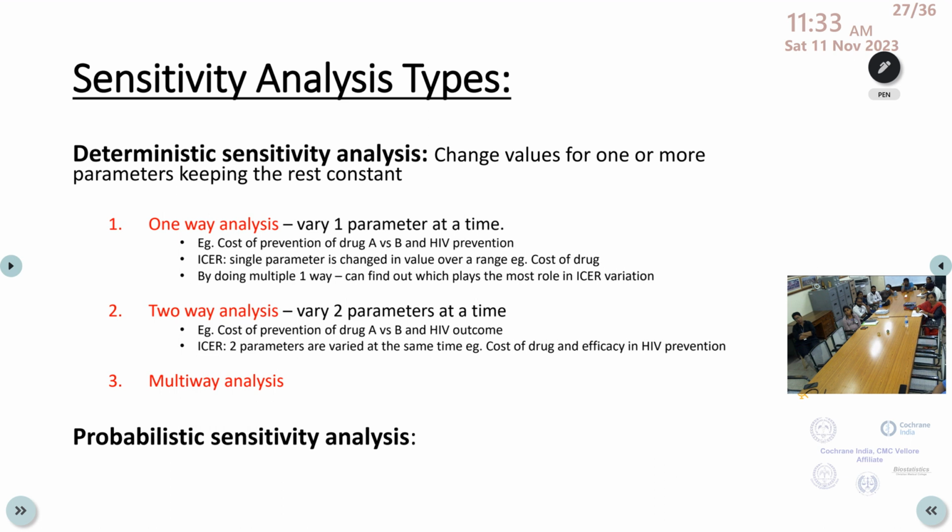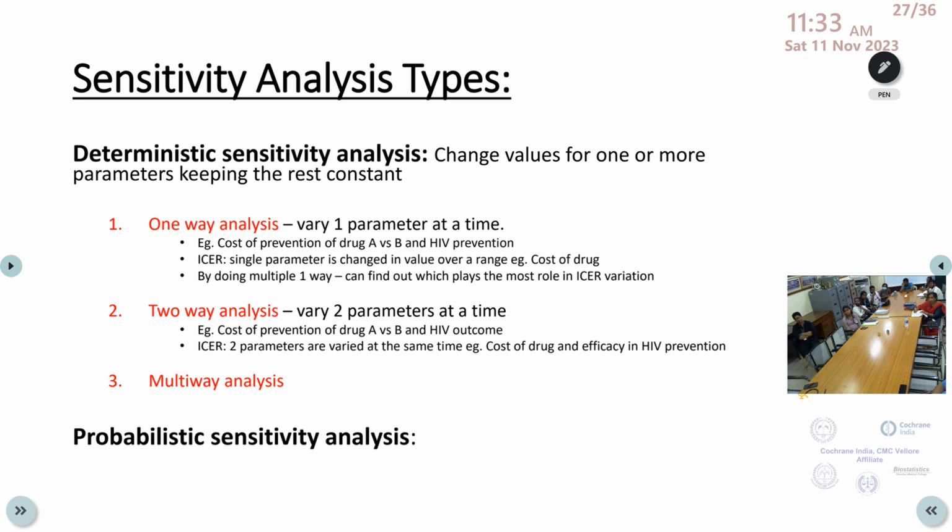Just for an example, I didn't want to keep talking about heparin and low molecular weight heparin. So imagine two drugs, drug A and drug B, for HIV prevention. After getting exposed to HIV, if I take drug A, I get 90% prevention, whereas if I take drug B, it's only 50% prevention. And then we calculate an ICER based on that.